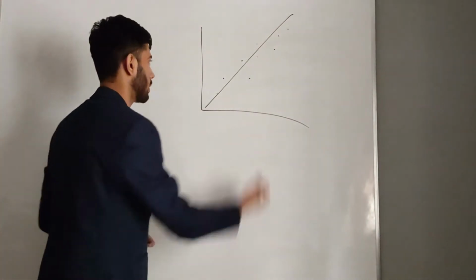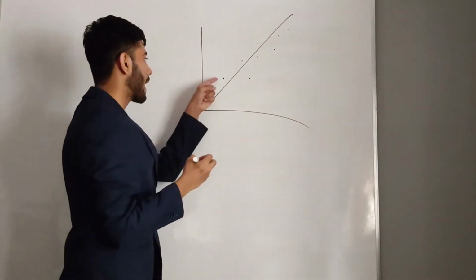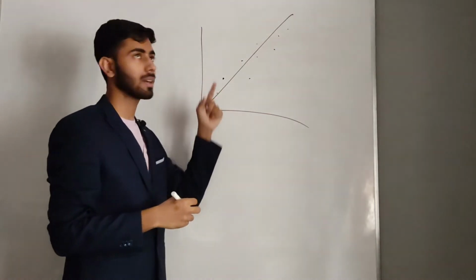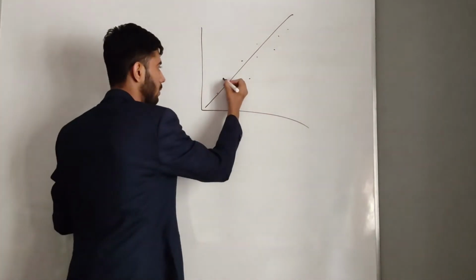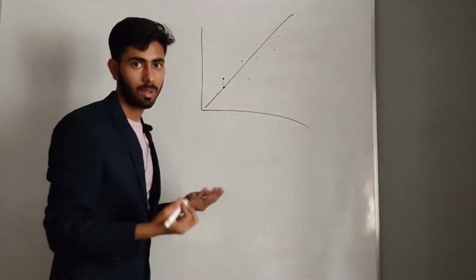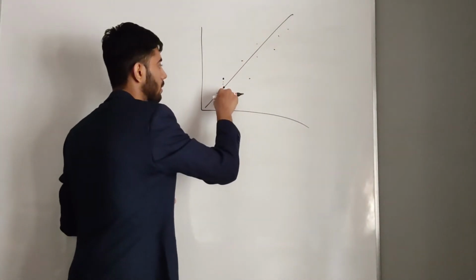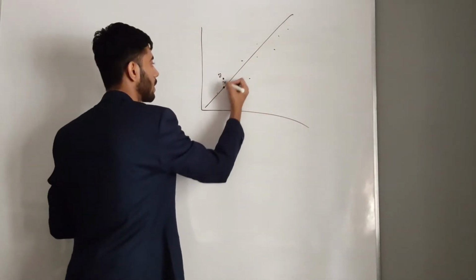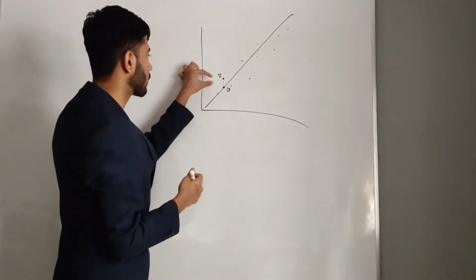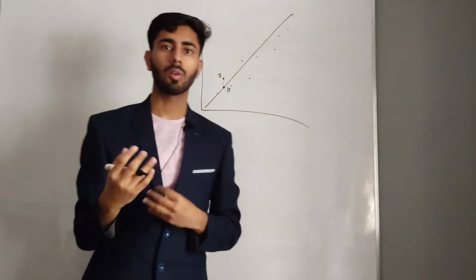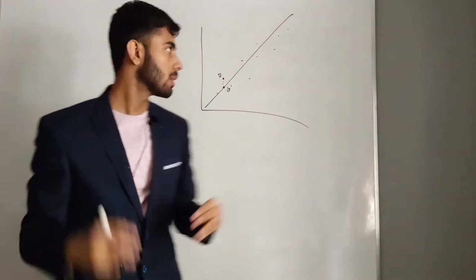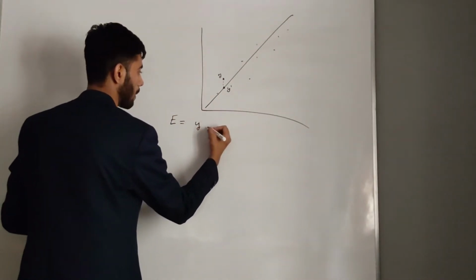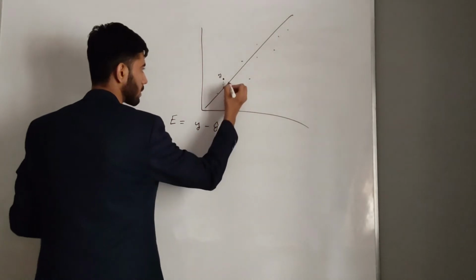So what is the error? These are my actual values, the real values that my model should give. And suppose this is my predicted value. Since it lies on the line, it is a value that my model is going to predict. Between the actual value and the predicted value, there is going to be some error, and the aim of my model is to minimize this error. Suppose I denote this error by E = y - y cap. This is going to be my y cap.